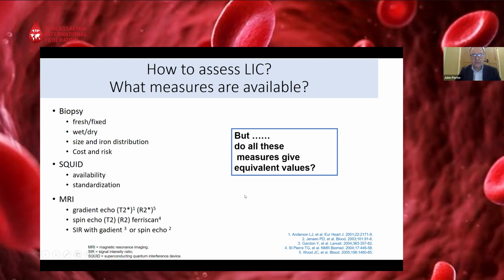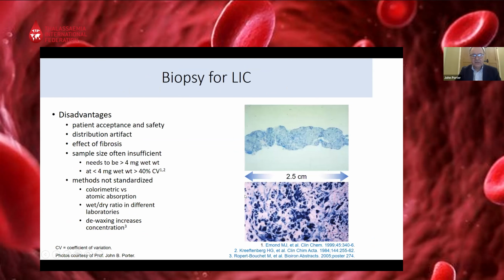So this is the biopsy. You need to get a big piece of liver to get proper representative sampling, and it has risks associated with it. It's unpopular, and we don't do it a great deal now.